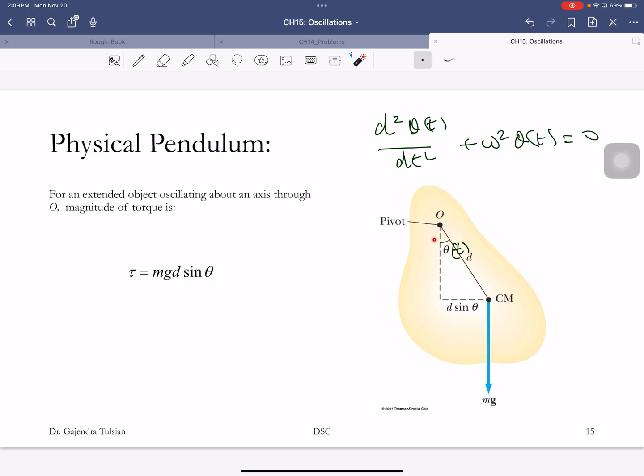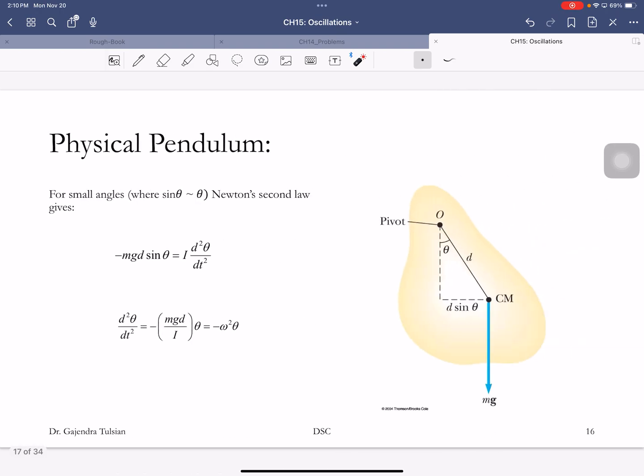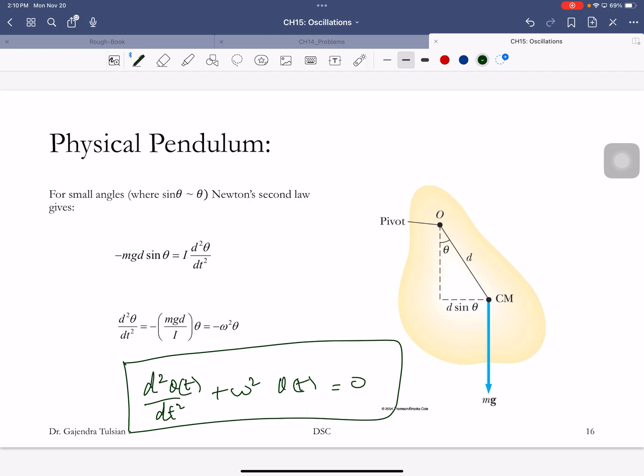Again, this angle measures the configuration of the system, and theta(t) solves the same differential equation: d squared theta by dt squared plus omega squared theta(t) equals 0. And omega squared here is mgd by I. mg is the weight of this object, and d is the distance of the center of mass from the point of suspension.